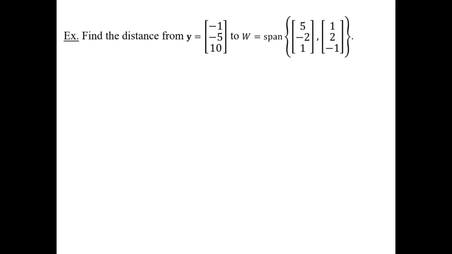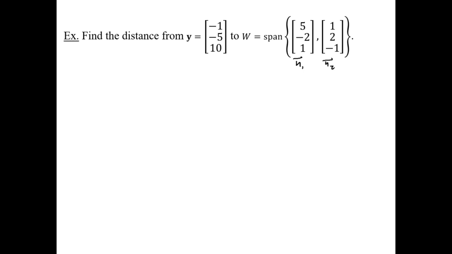All right, so let's find the distance from y to this subspace W, which is the span of these two vectors. And one more time, I want to point out that this is an orthogonal basis. We're not told this time, but we could check it and see that it is. Again, let me just call these u1 and u2. Notice that u1 dot u2 would be 5 minus 4 minus 1, which is 0. So these are orthogonal vectors, so it's an orthogonal basis.